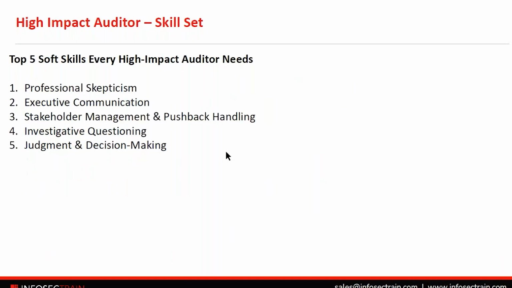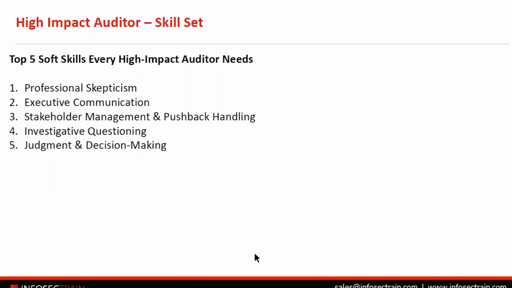Okay, and extremely important is soft skills, right? When we say professional skepticism, we are always in a way of identifying what could go wrong, right? Not accepting everything that is shown to us. Communication, you are going to have pushbacks, right? This is the core human nature. No auditor is going to be welcomed when they highlight a risk or a non-conformity or an observation. So how do you handle that pushback? Okay, and get into an investigation mode.